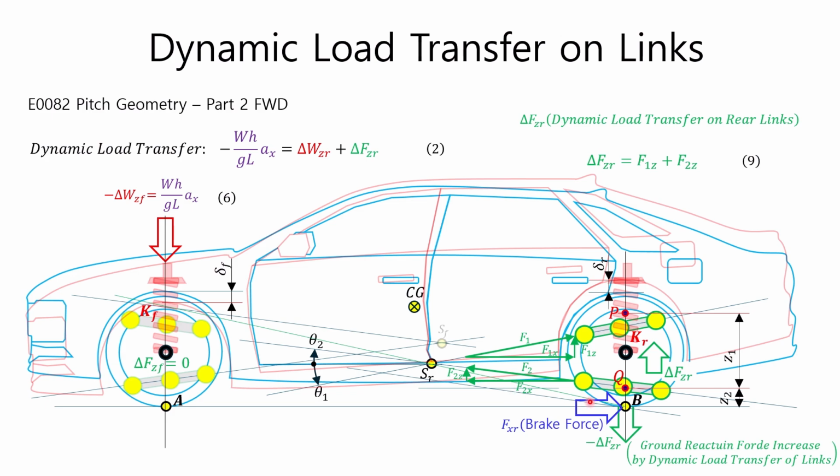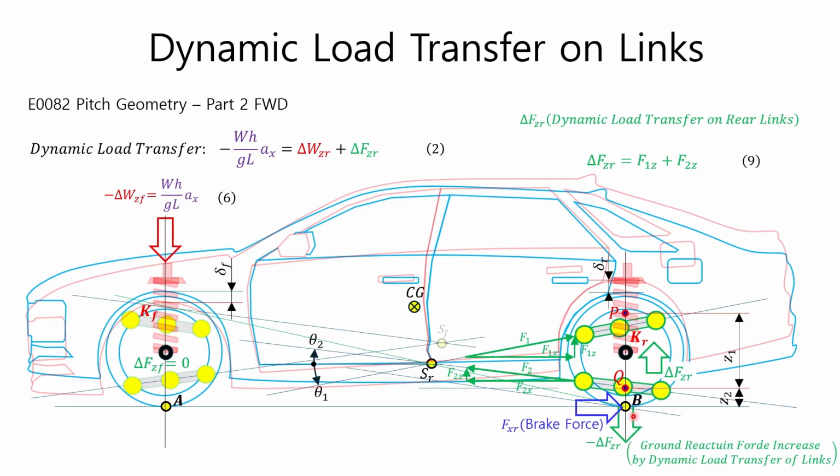When the rear wheel braking force, Fxr, is applied, the resultant force acting on the rear suspension links, delta Fzr, can be expressed as equation 9 using the vertical dynamic load acting on the rear suspension upper link, F1z, and the vertical dynamic load acting on the suspension lower link, F2z, and is indicated by the green arrow in the figure. The suspension link vertical dynamic load, delta Fzr, acts vertically upward and is a force that tensions the links, thereby reducing the ground reaction force.